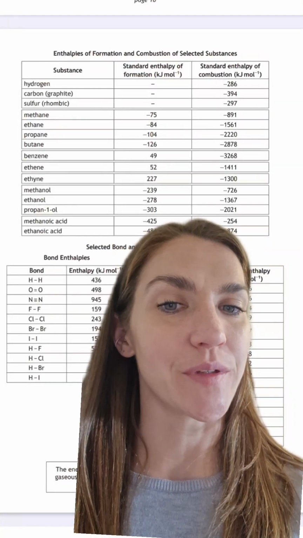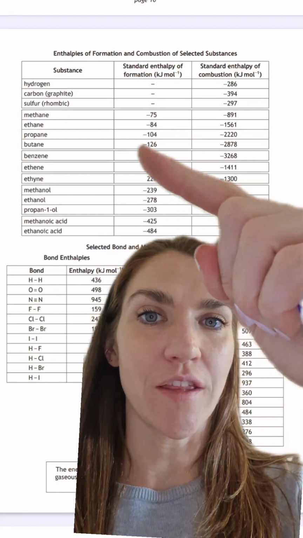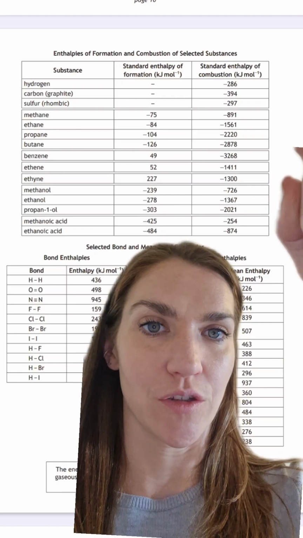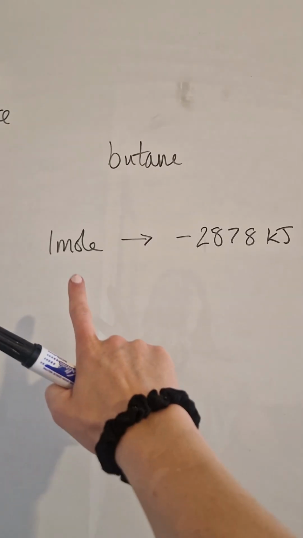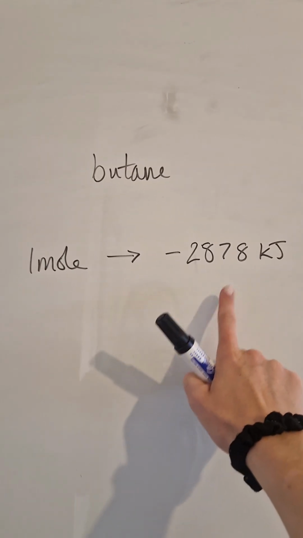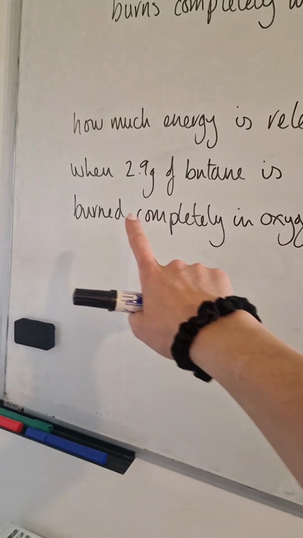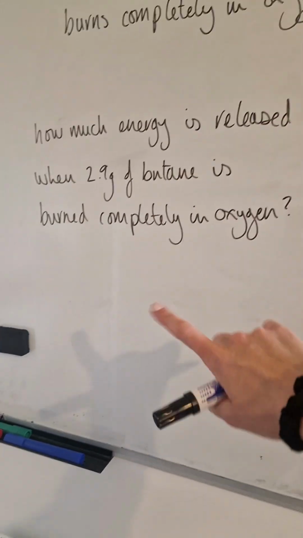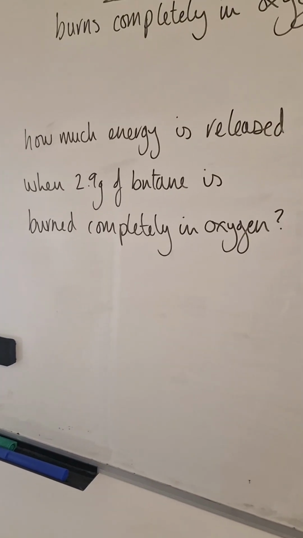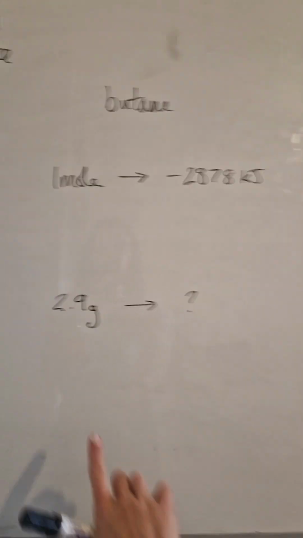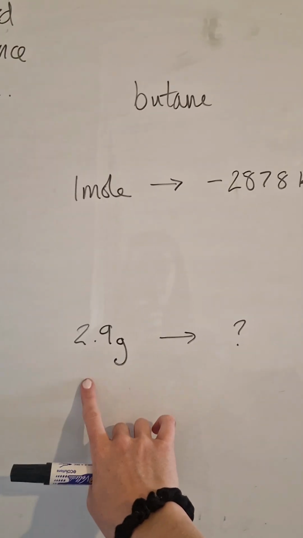Let's take an example. The data booklet tells us that the enthalpy of combustion of butane is negative 2787 kilojoules per mole. That means that 1 mole of butane will release this many kilojoules of energy. So then let's say we're asked how much energy is released when 2.9 grams of butane is burned completely in oxygen. So at the moment we know that 1 mole of butane would give us this much energy. We're trying to work out how much we would get if we burned 2.9 grams of it.